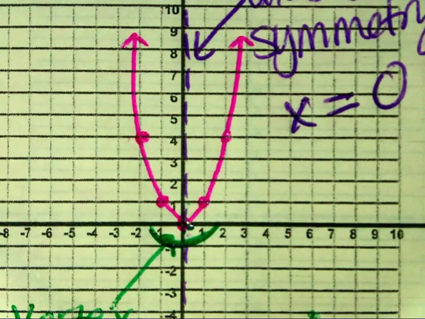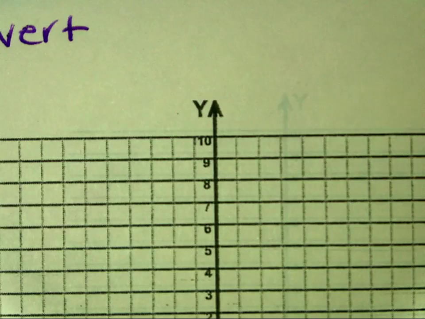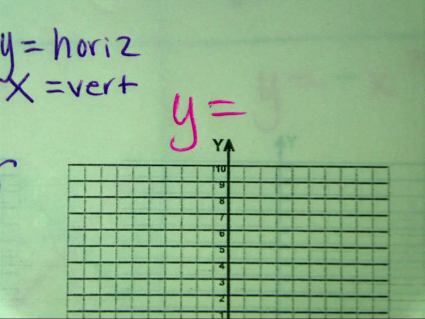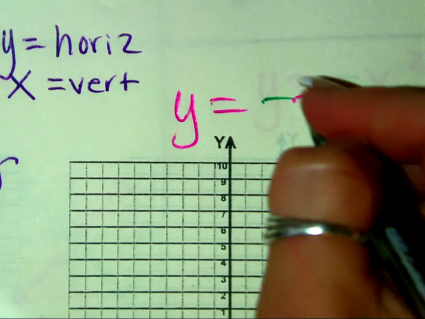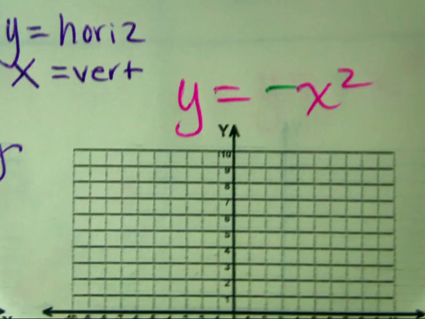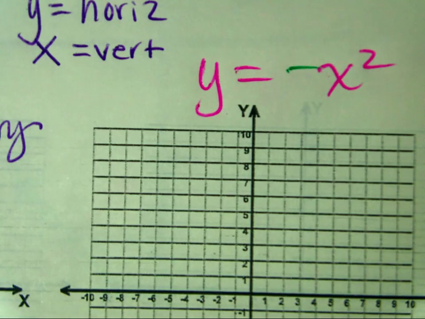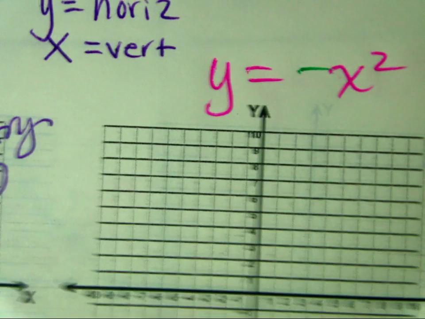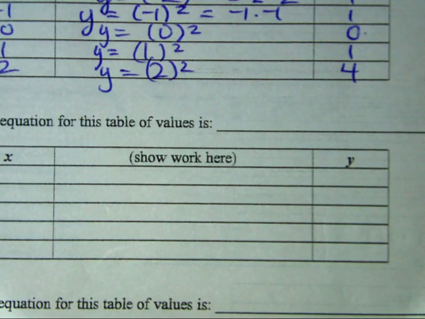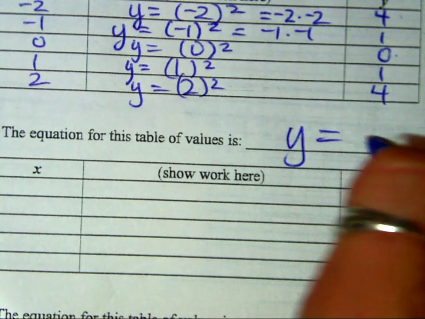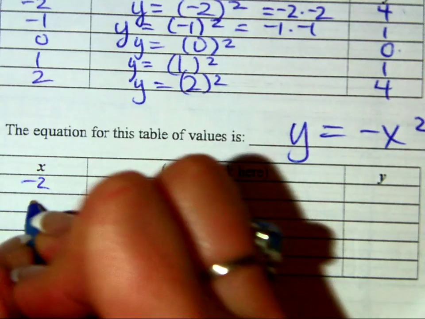Okay, so let's graph this one. Y equals negative x squared. Okay, so let's plot those points. We did our table, or did we do our table yet? No, we didn't do the table yet. Okay, so let's do this. -2, -1, 0, 1, 2.